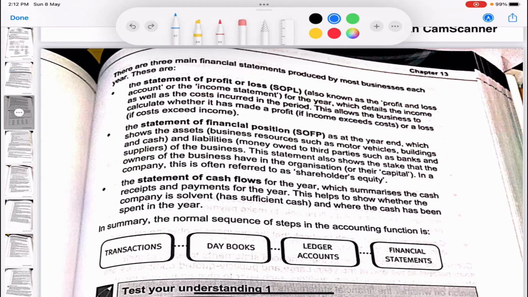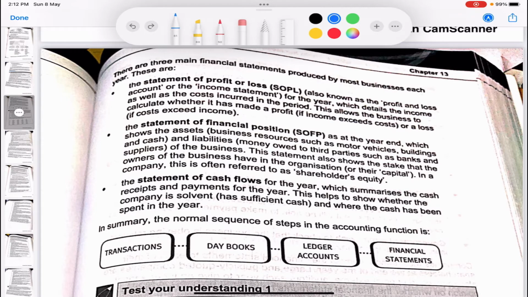So what is the statement of financial position? As we have seen in the earlier chapter, the statement of financial position means the balance sheet, and this shows the assets, the business resources such as motor vehicles, buildings and cash, and liabilities, money which we owe to the third parties of the business. This statement also shows the stake that the owners of the business have in the organization, or their capital. In a company, this is often referred to as shareholders' equity. Shareholders' equity is the amount of capital which has been invested in the business by the shareholders.